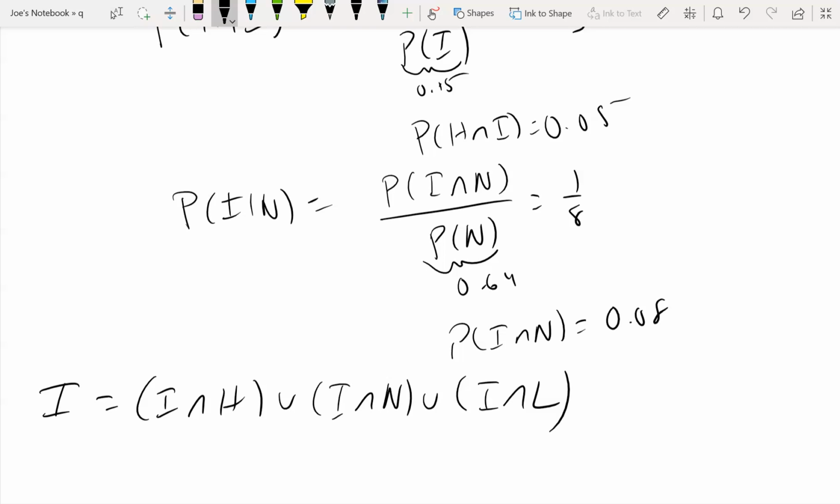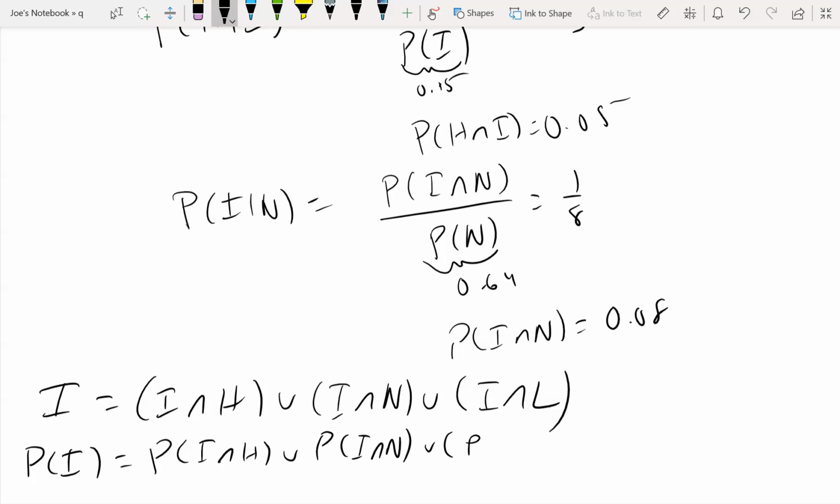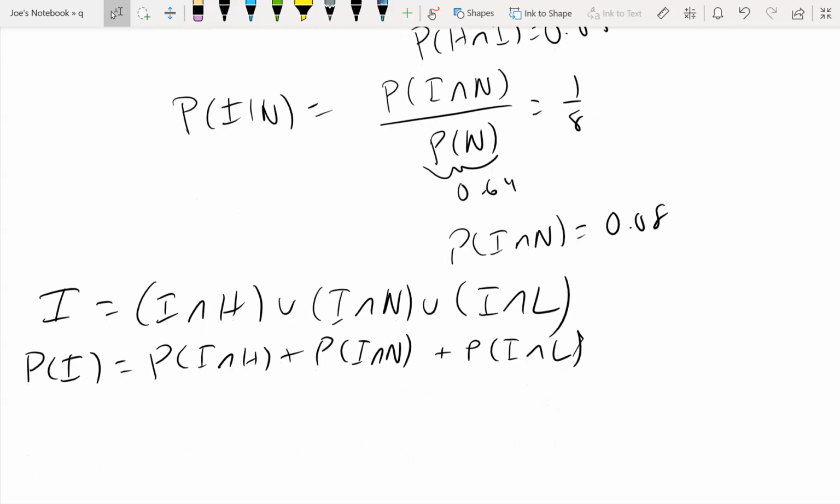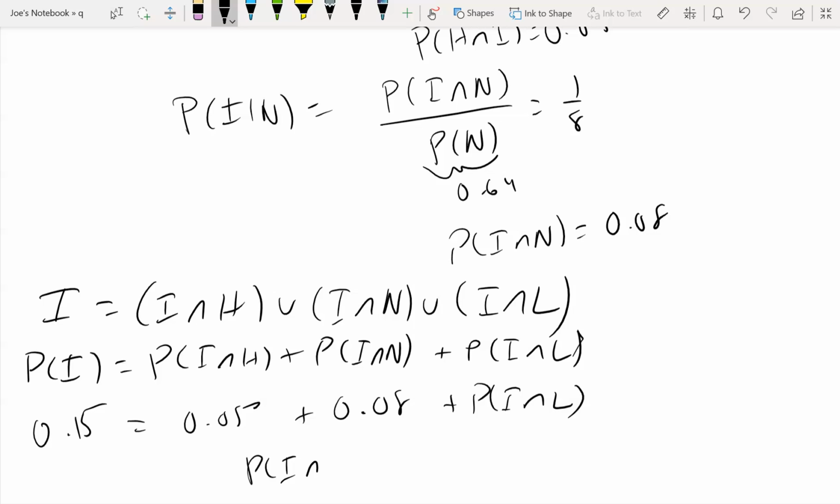So I know that the probability of I is the same as the probability of I intersect H, plus I intersect N, plus I intersect L. This was 0.15. This one was what? 0.05? This was 0.08. So what does I intersect L have to be? 0.02.